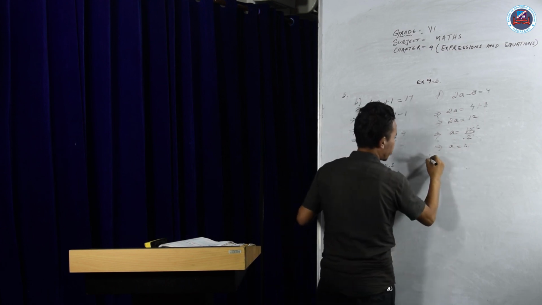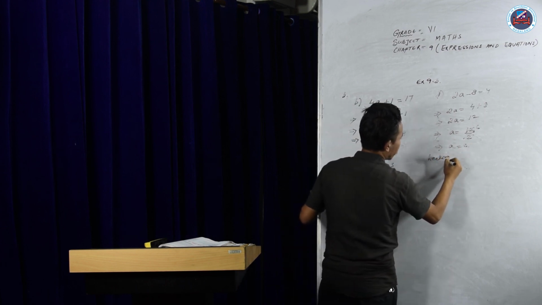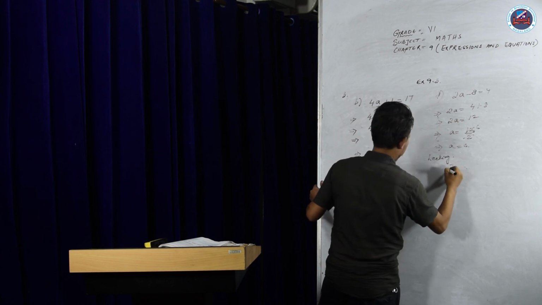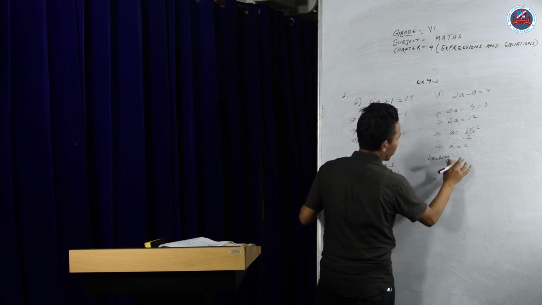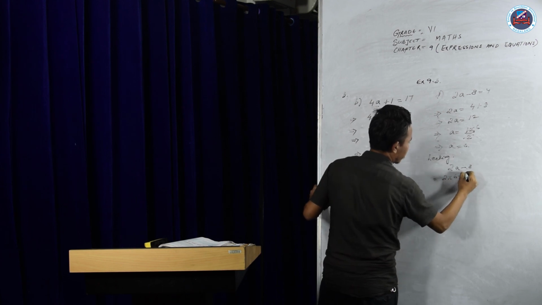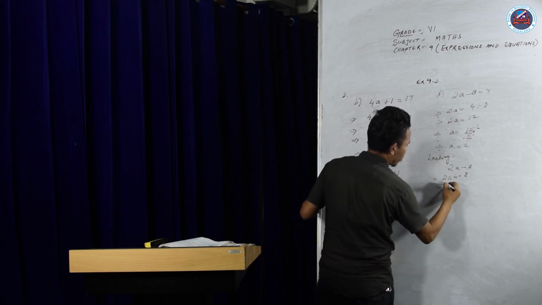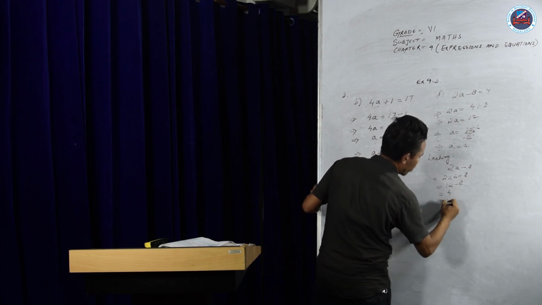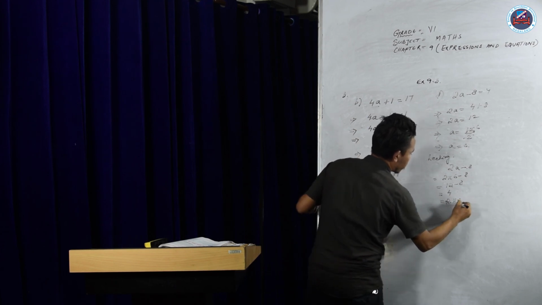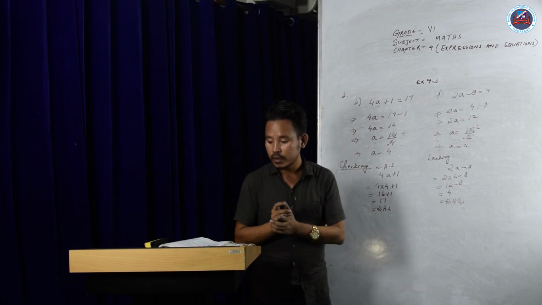Now let's do the checking. 2a minus 8. The value of a we got as 6, so 2 times 6 minus 8. 2 sixes give us 12, minus 8. We get the answer as 4, which is equal to the right hand side. Right? Two sums I have done.